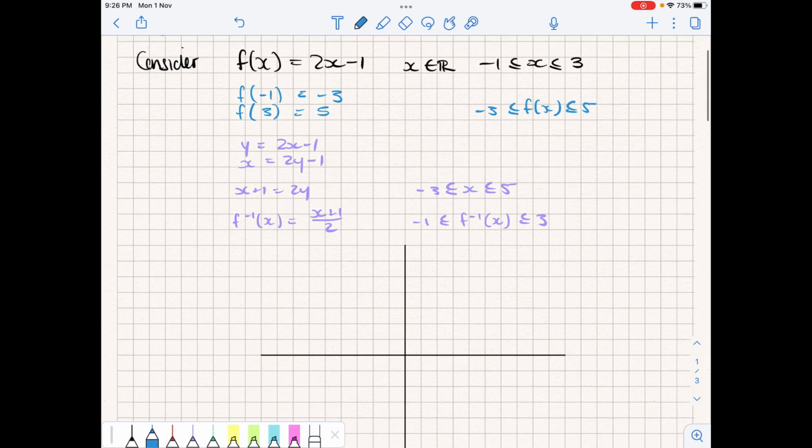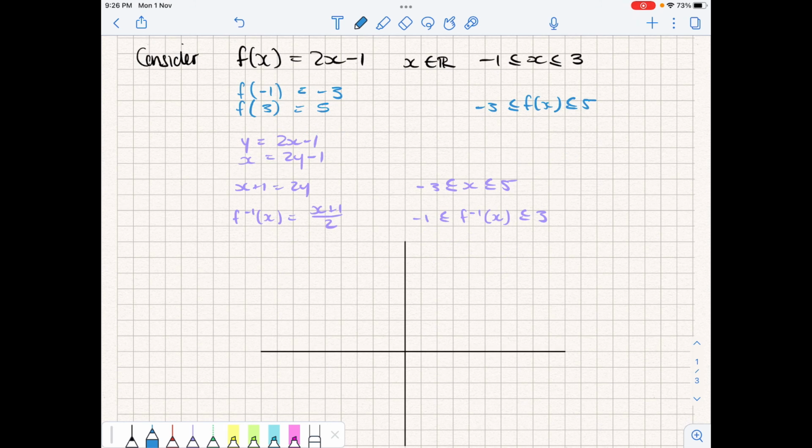Right. Now these are simple straight lines, so that's going to make it quite easy to graph. We can just plot the 2 points on either end and join the dots. So when x is equal to -1, we get a value of -3. So -1, -3 is down over here. And then at 3, we have a value of 5. And we can just join the dots.